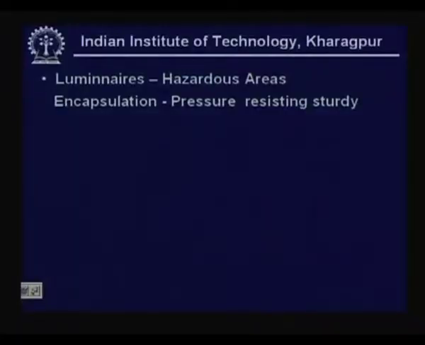Luminaires in hazardous areas need special requirements. They should be encapsulated, pressure resistant, and very sturdy.